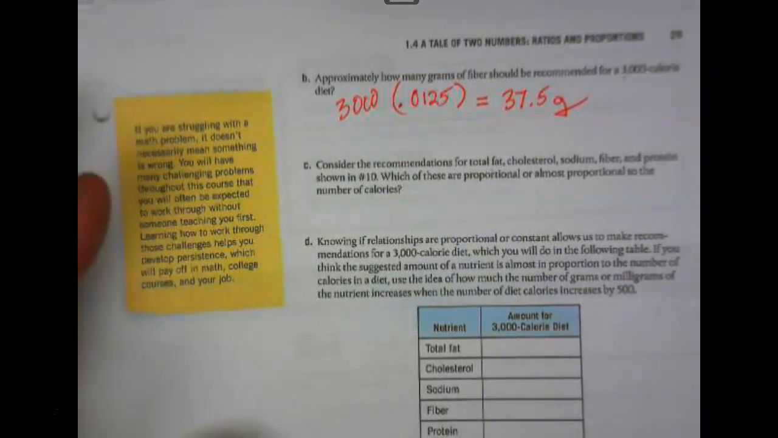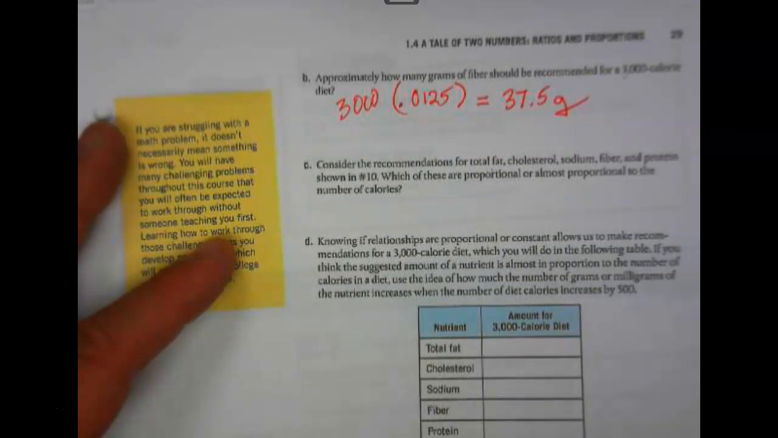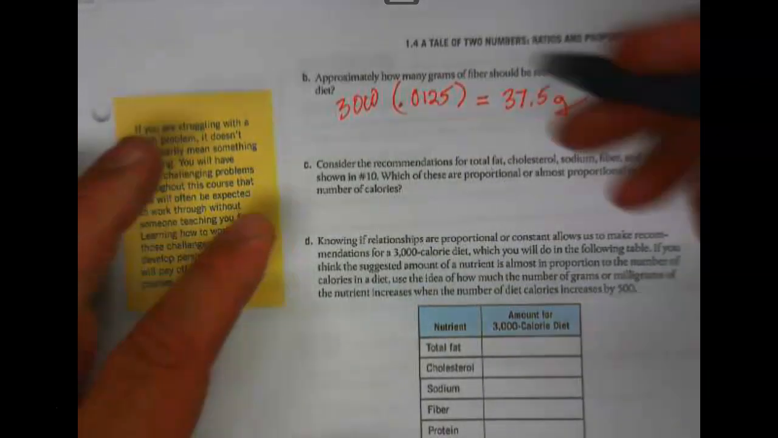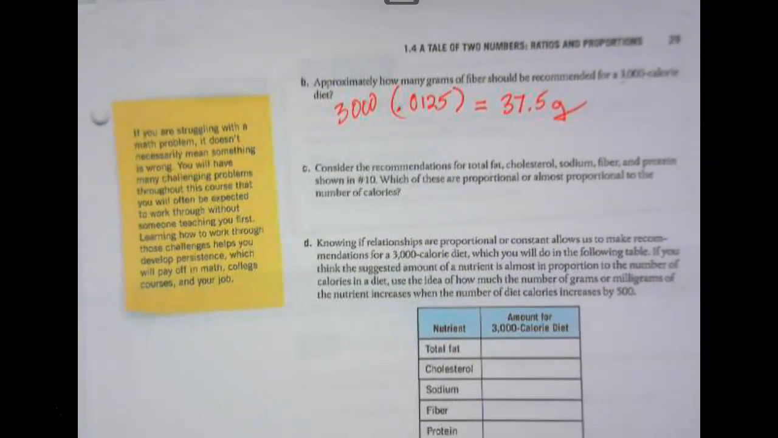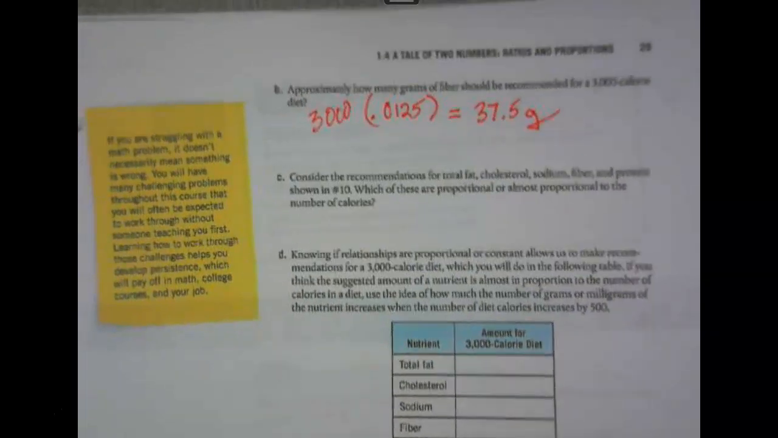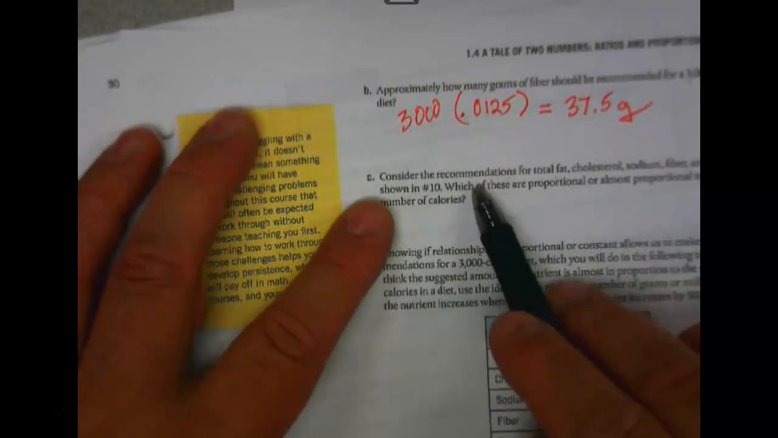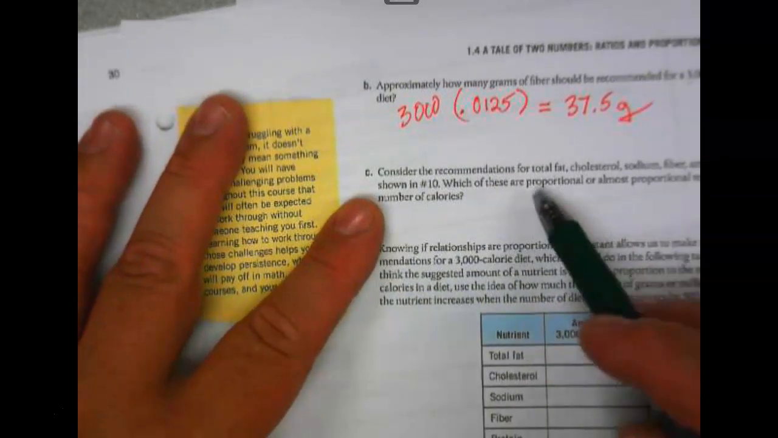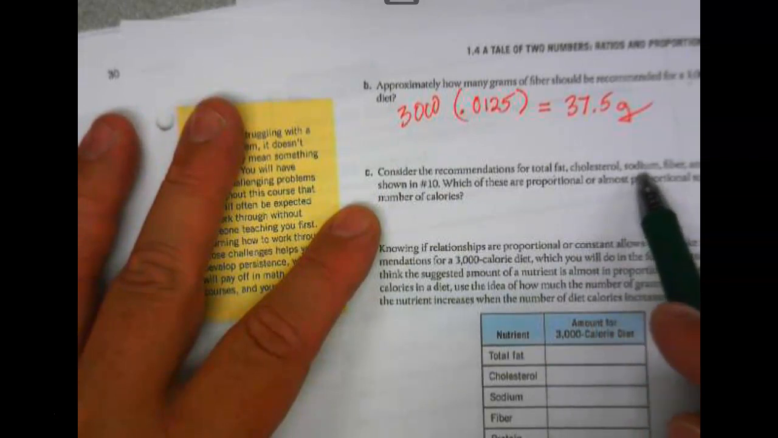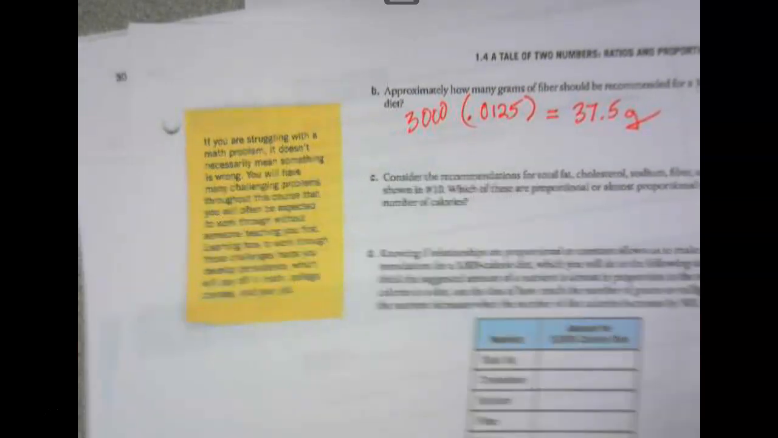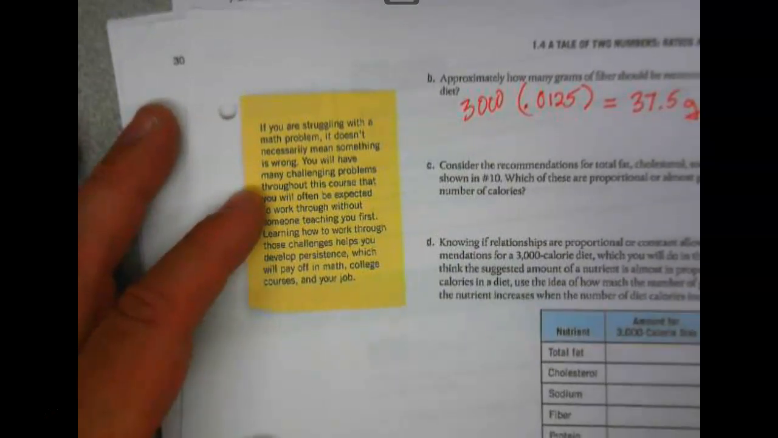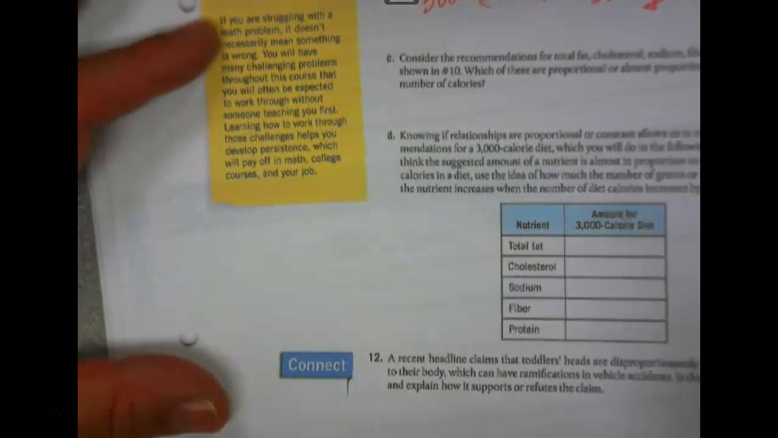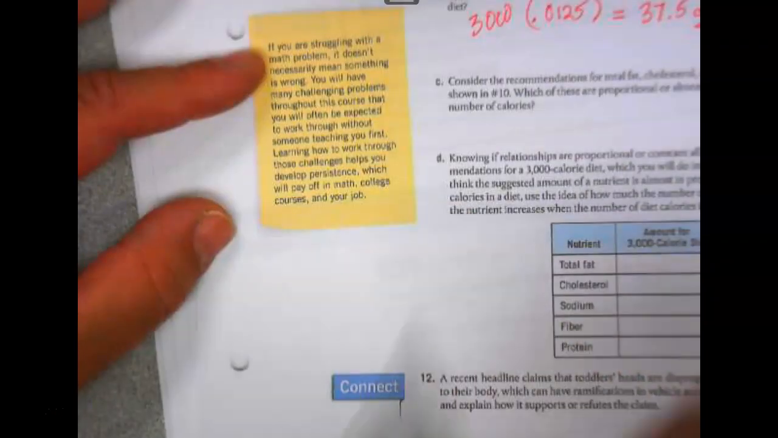All right, letter C is actually a pretty long problem because it's asking us to go back to number 10 and looking at the data for number 10. And get number 10 here. And we're going to have to look at the chart to see the recommendations for total fat, cholesterol, sodium, fiber, and protein. So we've got, let's see, 1, 2, 3, 4, 5 different problems to actually do. So I'm going to try to do them off to the side here. See if I can do it out here under this yellow box.